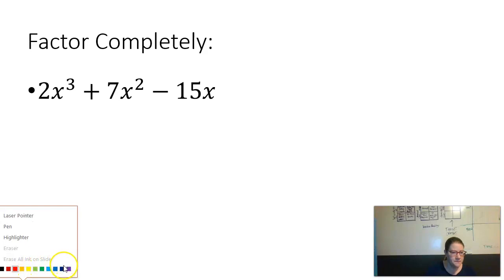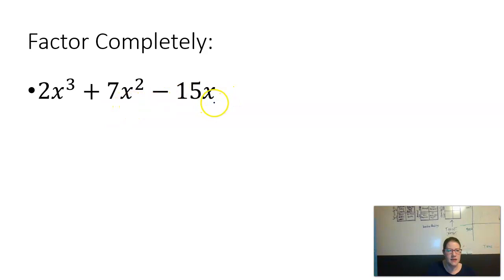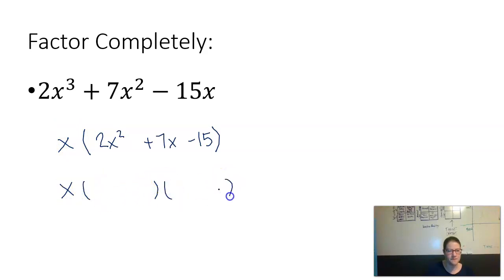All right, so let's go ahead and look at our example here. The numbers 2, 7, and negative 15 have no common factors. But I notice that each term here has an x. So I'm going to pull one x in front of the parentheses. That's going to leave 2x squared plus 7x minus 15. So basically each of our x's just went down by 1 degree, right, because we pulled it out front. So now we're going to ignore the x out front for a minute. We're not going to forget about it. We still need it there. But we're going to ignore it while we look at what's inside here.